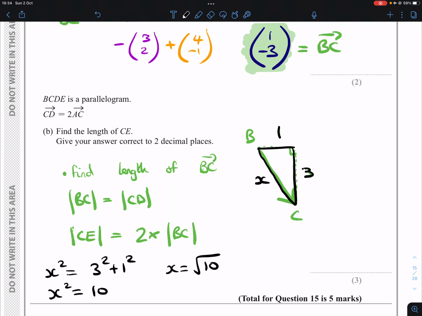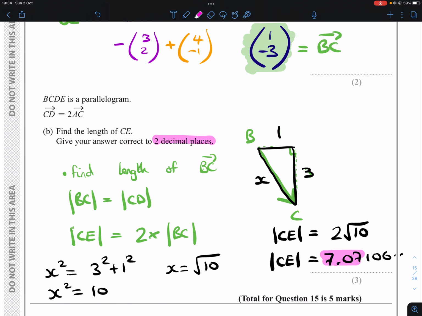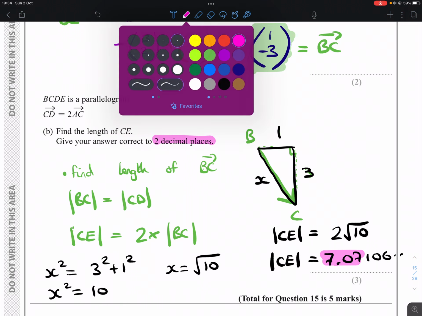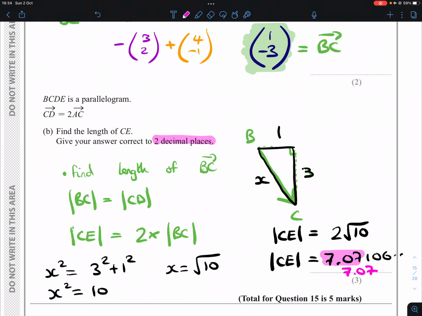Now I'm going to leave that in surd form just now, rather than having to deal with the decimal. Although there's only one more step now, we just have to double it, which means the length of C to E is going to be 2 times the square root of 10. And if I then press the S-D button on the calculator there, I'm going to end up with 7.07106, and so on. Rounding that to 2 decimal places means that I'm going to end up with 7.07 as my final answer. Done.